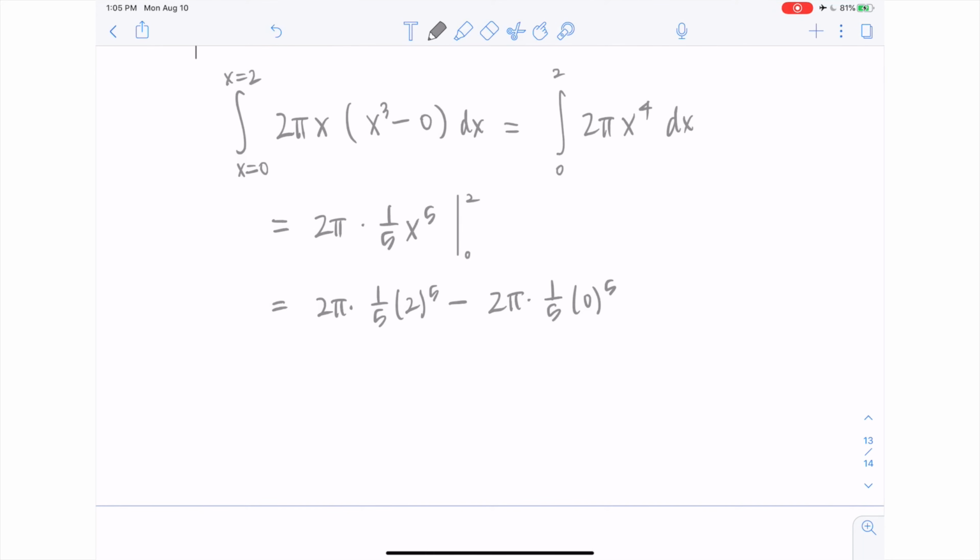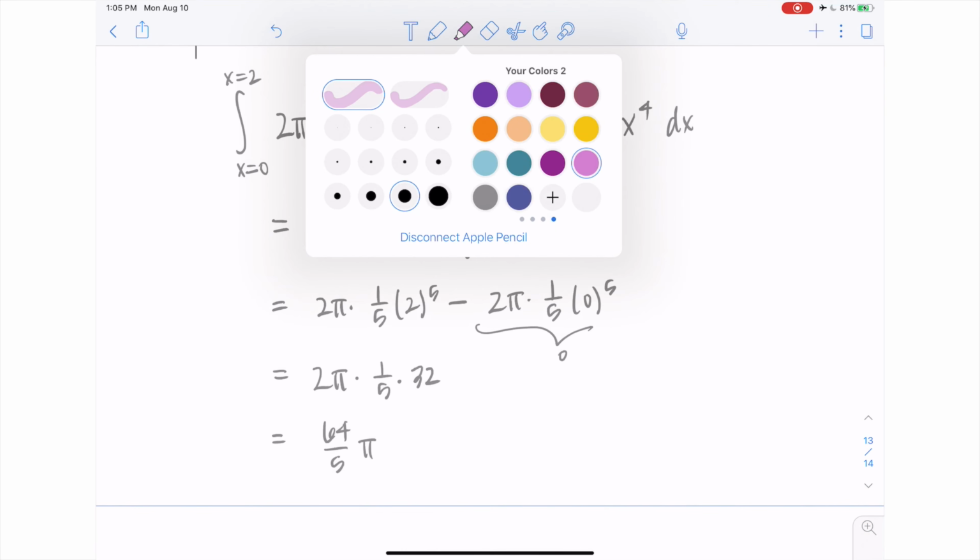That second term is going to go away since it has a 0 in it, so I'm just left with the first term. I have 2 pi times 1/5 times 2 to the 5th, which is 32. So 32 times 2 is 64, divided by that 5, pi. So I have 64 over 5 pi, and we actually did it. That is our volume of the shape.